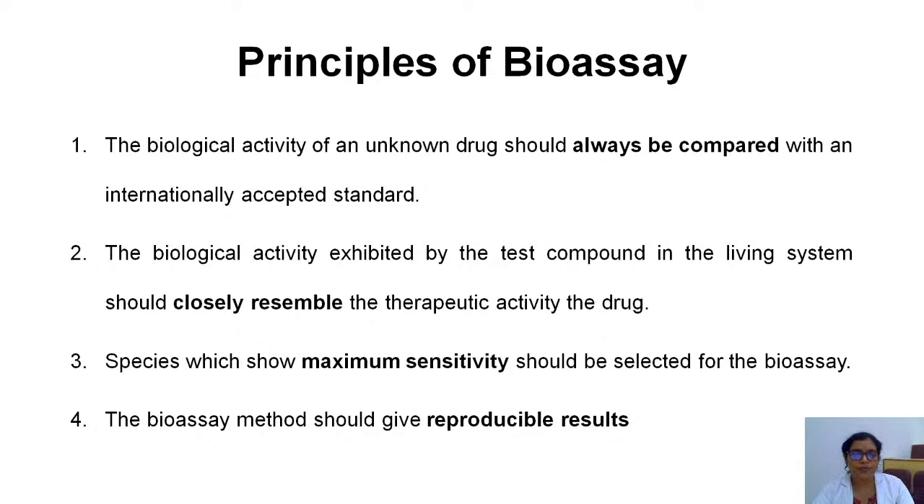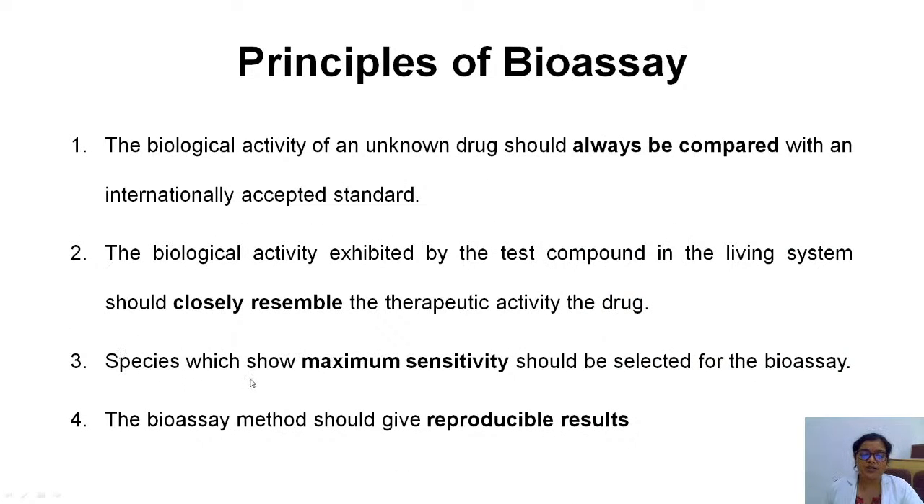For example, if you are studying the effect of an oral hypoglycemic, you are not measuring the glucose level directly, that is, you give a drug and see how much glucose it is lowering. But the effect which we are measuring should be correlated with the lowering of glucose. For example, in rabbits, we measure the dose at which convulsions occur. We know that convulsions may occur due to hypoglycemia. So the activity we are measuring is correlated with the therapeutic activity of the drug.